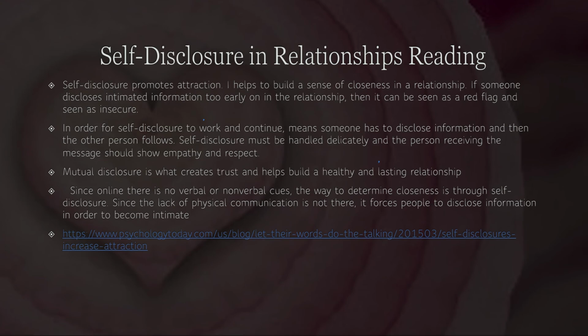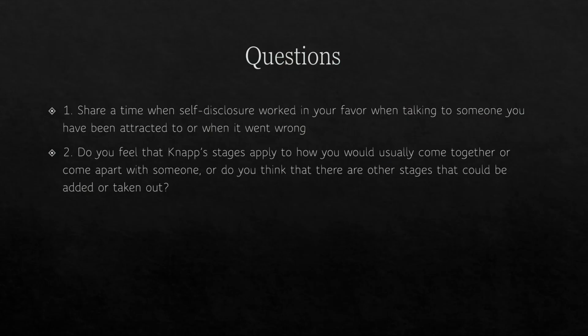Which then leads me to my questions. So my first question is, share a time when self-disclosure worked in your favor. So when talking to someone, how did it work, if you're attracted to them, or when did it go wrong? And second, do you feel that these stages apply to how you would usually come together or come apart with someone? Or do you think that there are other stages that could be added or taken out?